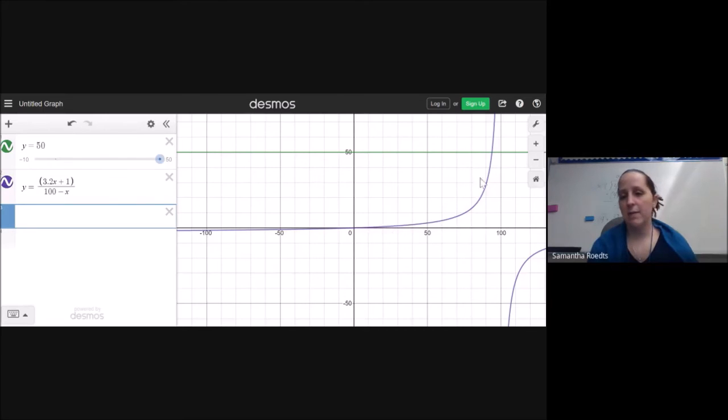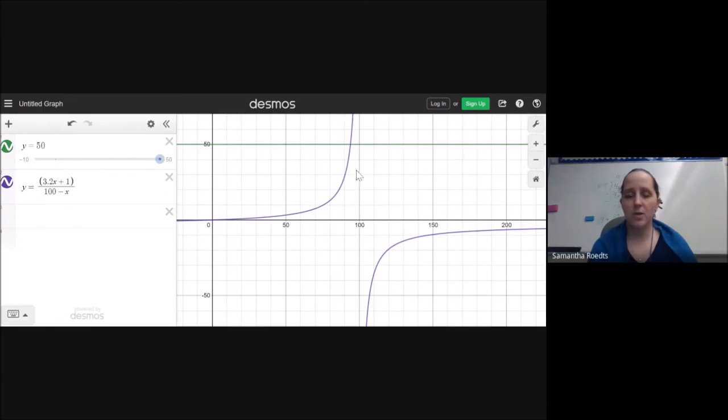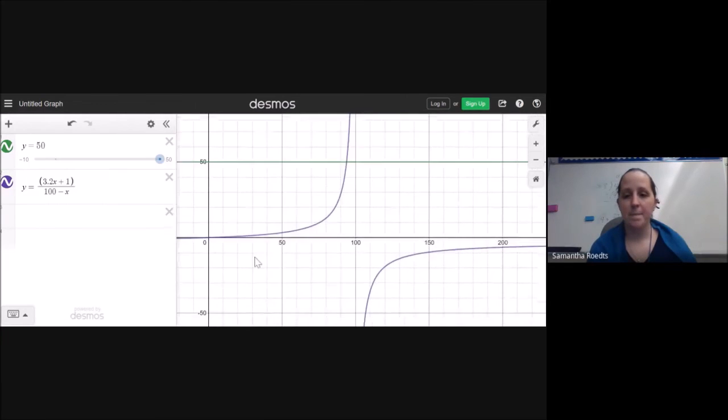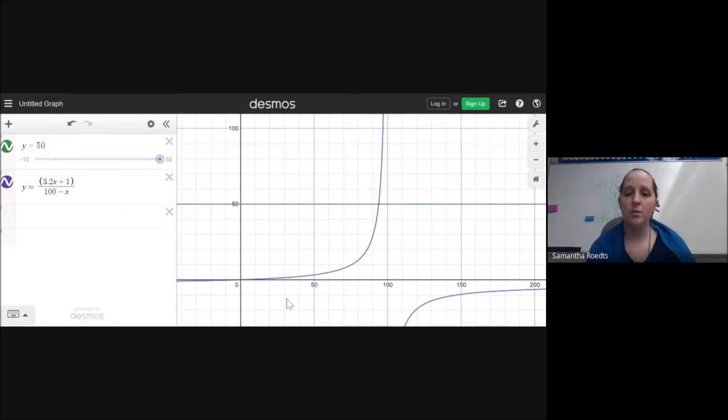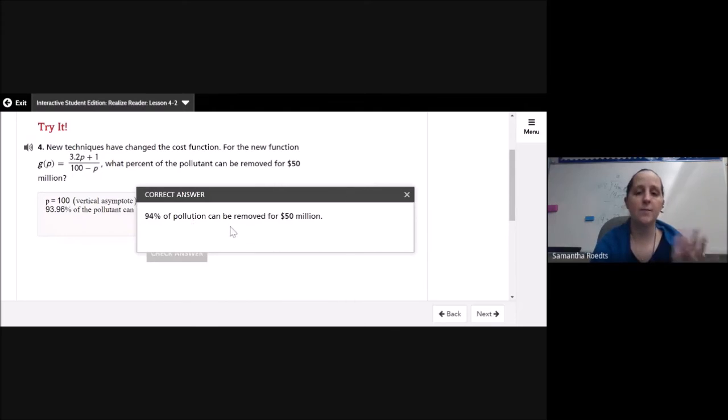So when I graph this, I see my function. I also have this negative here, so here's my horizontal asymptote at 0. There's also a vertical asymptote at what looks like 0, but it's actually less than that. There actually is no horizontal asymptote. Okay, so I graphed the 50 here. So right here where these two meet is 93.96650. So that tells me that 93.9% of the pollutants can be removed for $50 million. Roughly 94%.